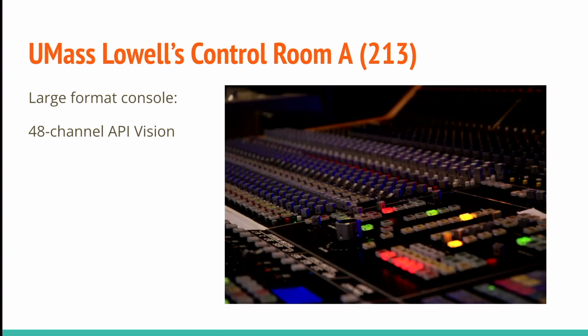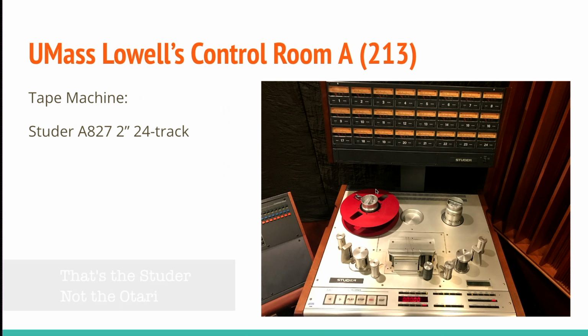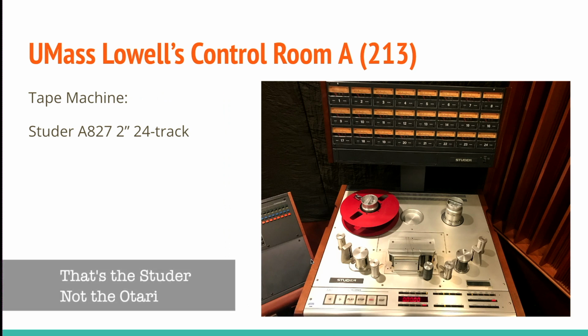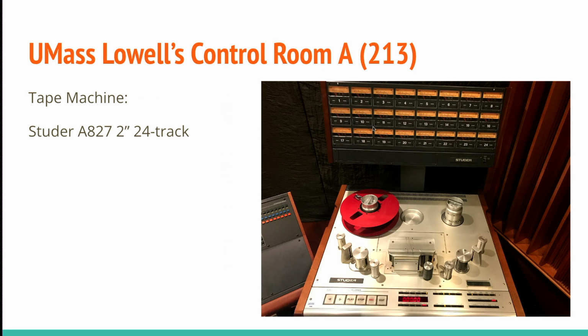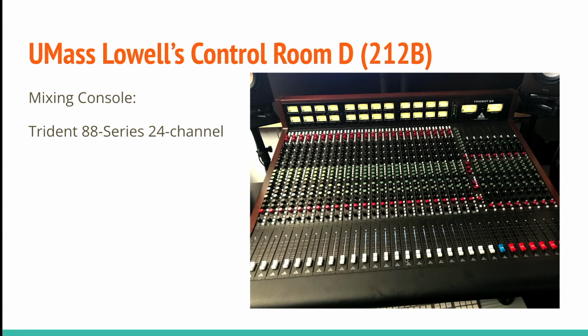Here we can see our Otari 827 2-inch 24-track tape. We can see the various meters for the various tracks up here. We would load tape onto the various supply and take-up reels, and they would play here across the head stack here that would both erase, record, and play back at various points along the head as required.